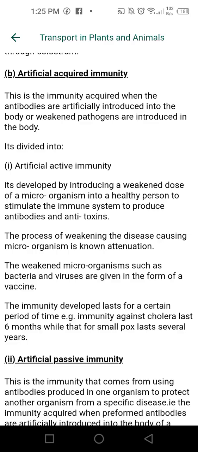It's divided into artificial active immunity. It's developed by introducing a weakened dose of a microorganism into a healthy person to stimulate the immune system to produce antibodies and antitoxins. The process of weakening the disease-causing microorganism is known as attenuation. The weakened microorganisms such as bacteria and viruses are given in the form of a vaccine. The immunity developed lasts for a certain period of time, e.g. immunity against cholera lasts 6 months while that for smallpox lasts several years.